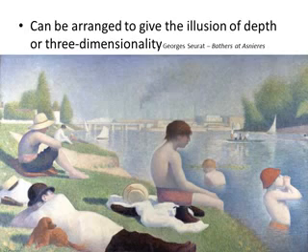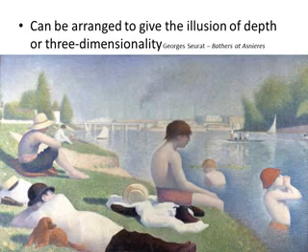Shape can also be arranged to give the illusion of depth or three-dimensionality. This is a really lovely example of that. You can see how the shapes of the figures in the artwork have been positioned in such a way that we get a very strong sense of things that are closer to us and things that are further away. So when an object is lower in the artwork, it gives a sense that it's closer to us. So you can see the man's legs feel like they are closest to us.